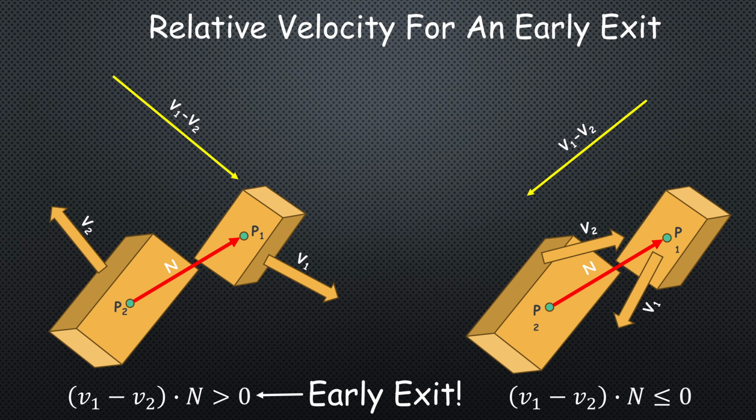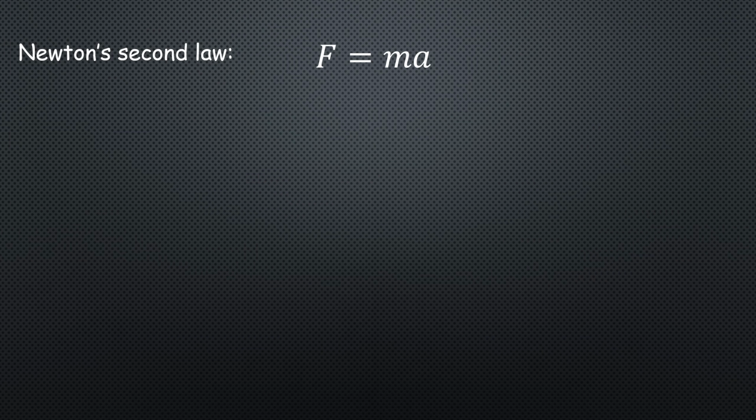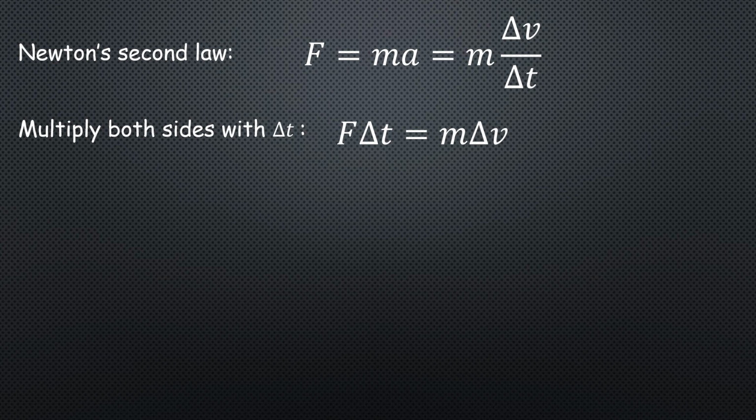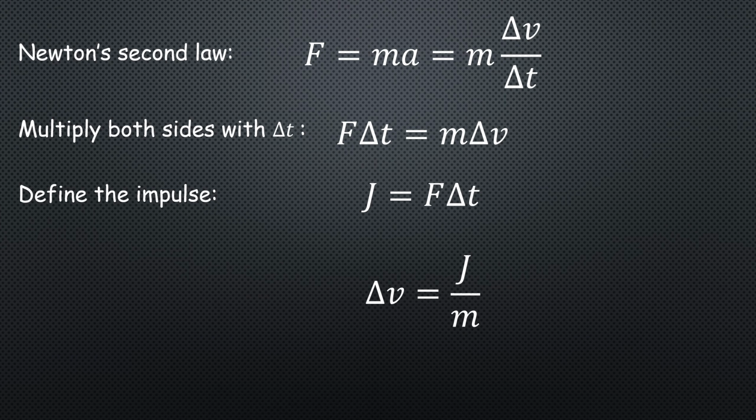We are now ready to dive into the core of the impulse calculation. We will start with Newton's second law and write the acceleration explicitly as the change in velocity divided by the change in time. Let's multiply both sides by the delta time and define the impulse to be the force times the delta time. This makes sense intuitively because the impulse is active for a very short period of time. We can now calculate the change in velocity.